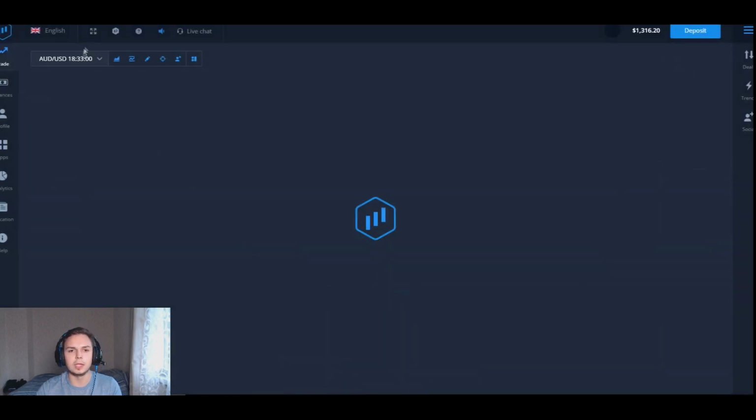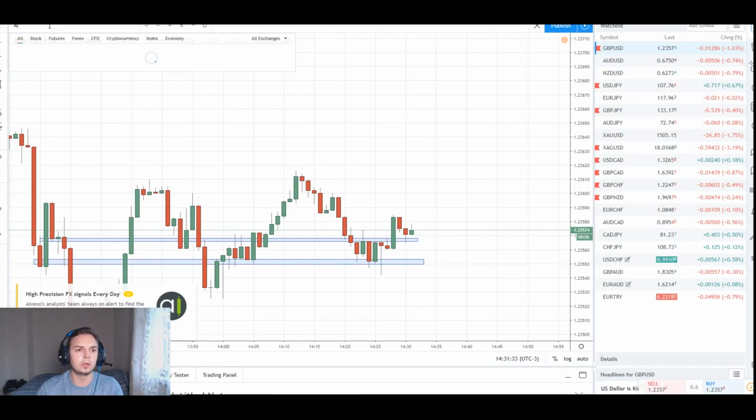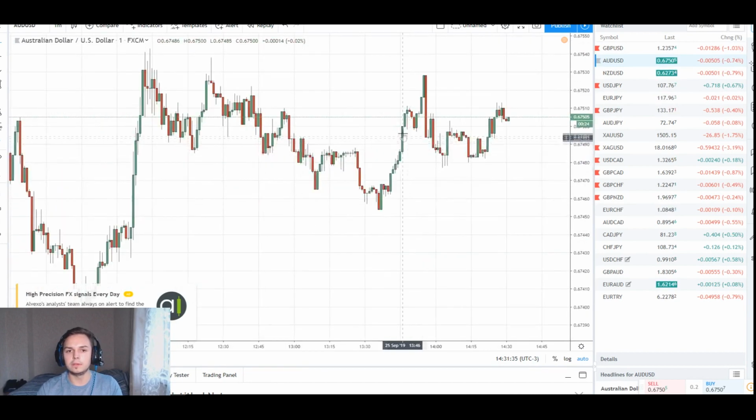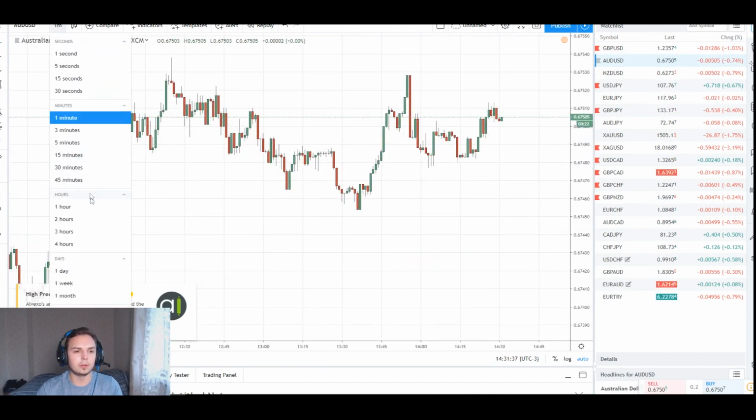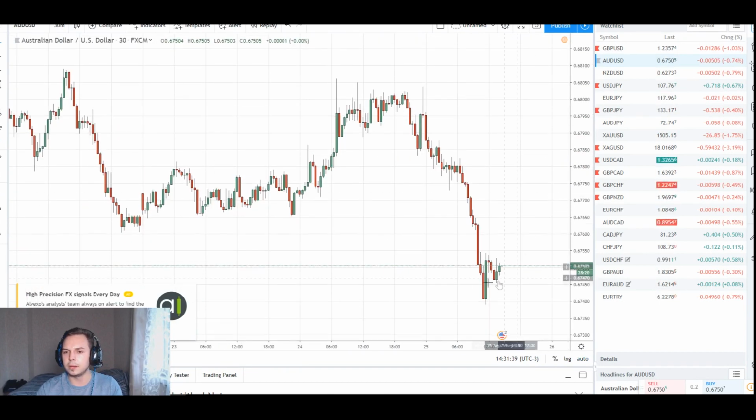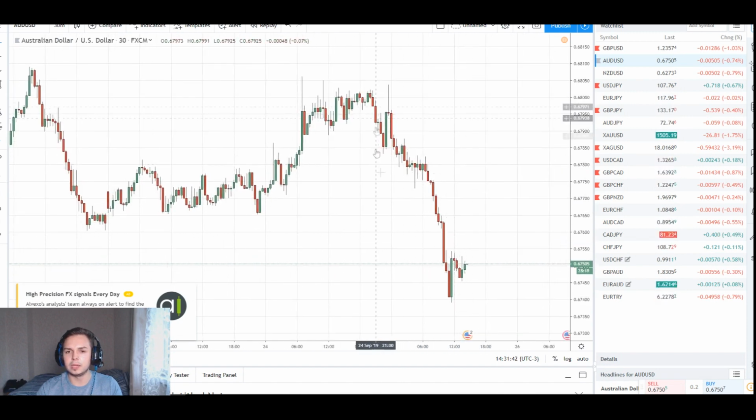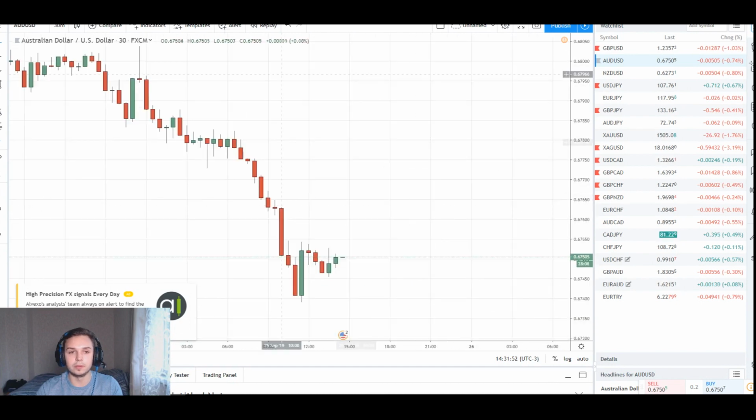What's going on with AUD USD? Let's have a look over here. AUD USD at the moment, in the 30-minute time frame, it's bouncing back over here. It has been going down for the past day or so, since the 24th of September. It's kind of consolidating a little bit, with support and resistance.